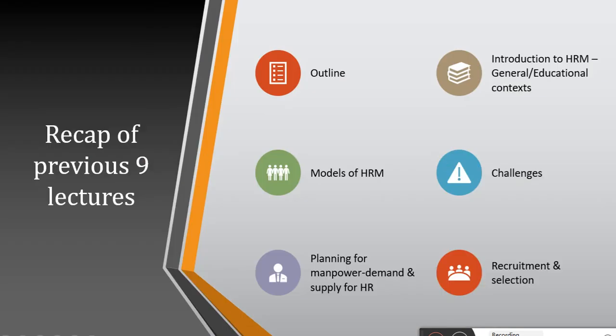Before we go to the next topic, let's have a brief recap of the previous 9 lectures. In the first lecture, we discussed the outline of the course. Then we talked about introduction to human resource management in the general context as well as in the educational context. Then we talked about models of human resource management. Later on, we discussed some challenges. Afterwards, we had a discussion on planning for manpower, demand and supply for human resource, and then we discussed recruitment and selection procedures adopted by organizations.